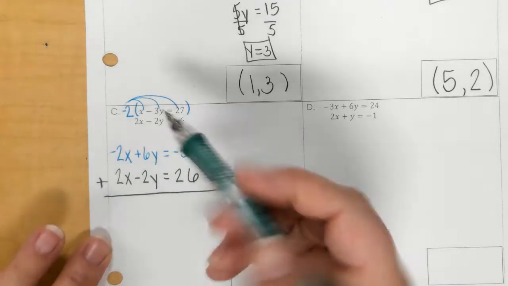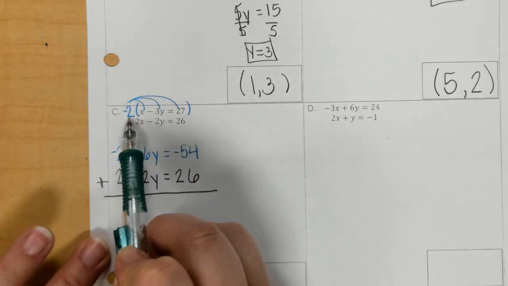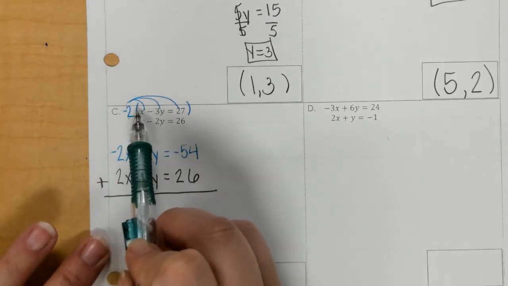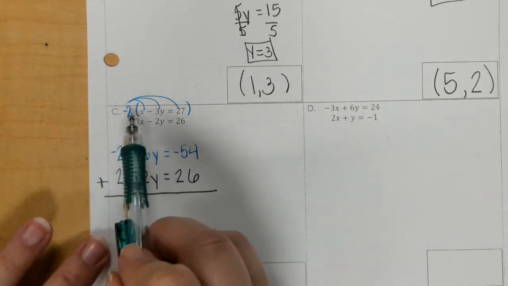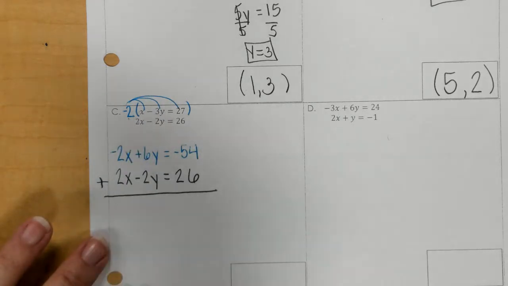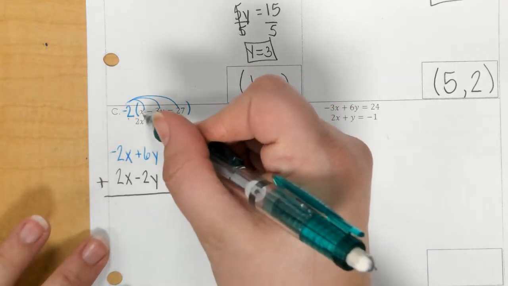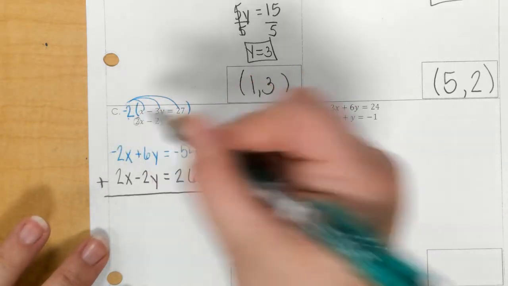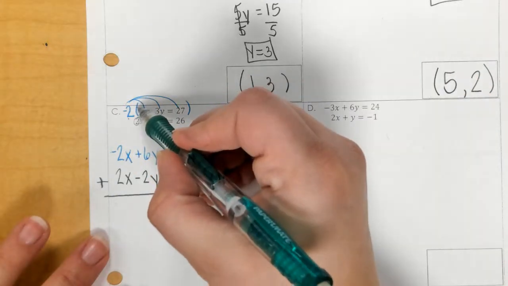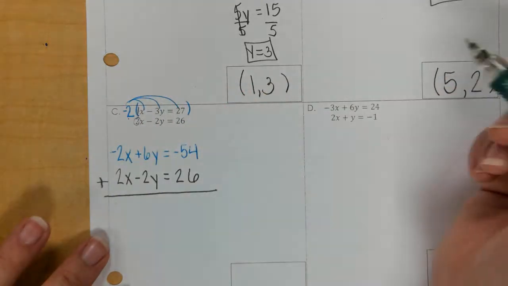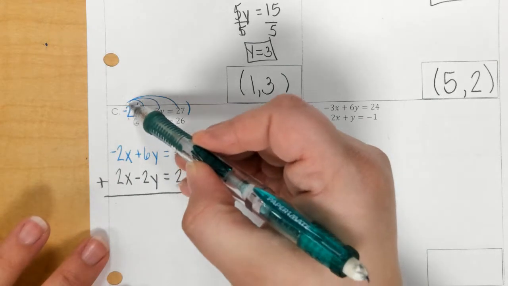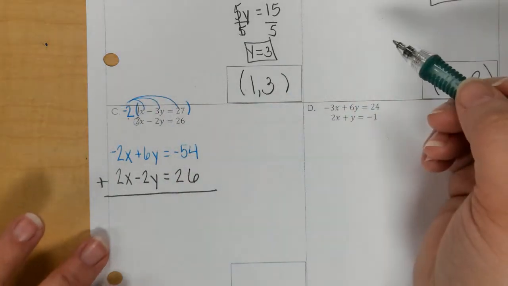So one more time, this number right here is called your multiplier. You multiply it to the entire equation, and the reason we do that is because we need to have an opposite of another term, and so I picked negative 2 because it was opposite of 2. And negative 2 times 1 is negative 2. This number will change depending on your problem.